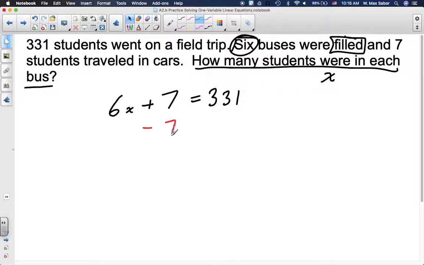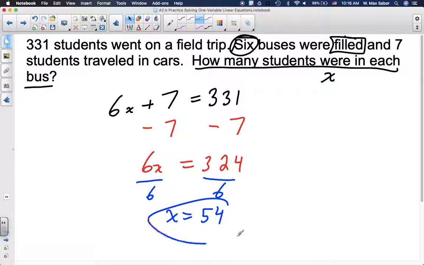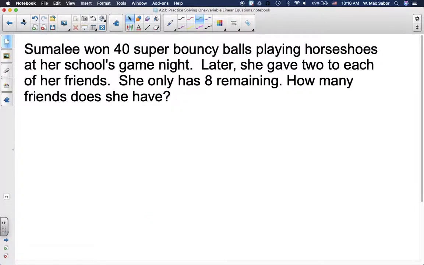Now we can solve this equation. Subtract 7 from both sides. 6x equals 324. Divide by 6 on both sides. X equals 54. So 54 students in each bus.